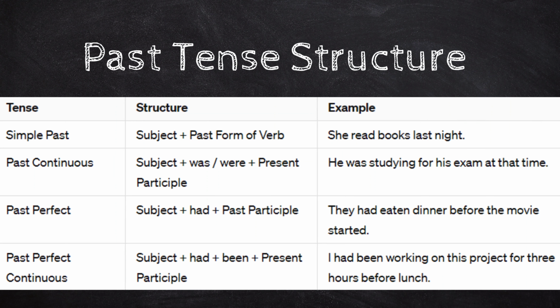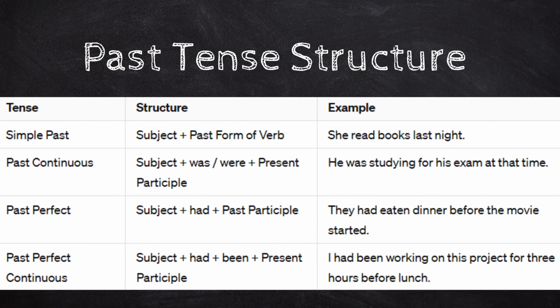Past perfect: subject plus had plus past participle. Example: they had eaten dinner before the movie started. Past perfect continuous: subject plus had plus been plus present participle. Example: I had been working on this project for 3 years before lunch. These were the structures for all the categories of past tense.